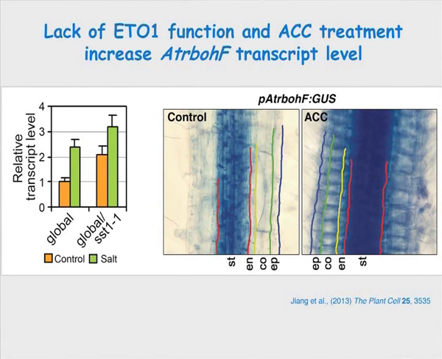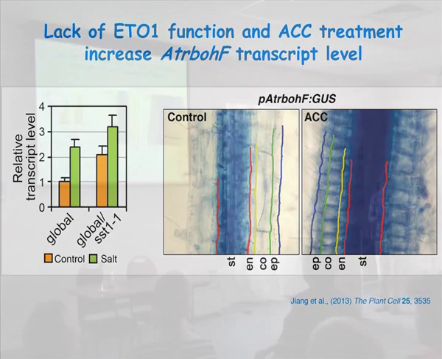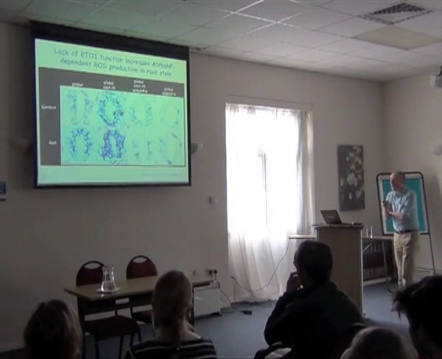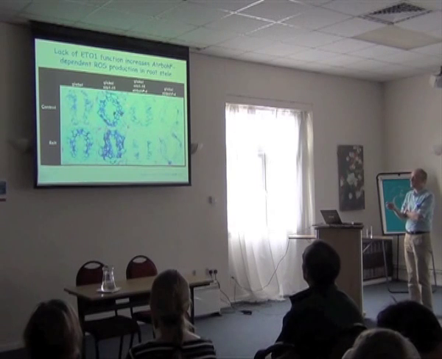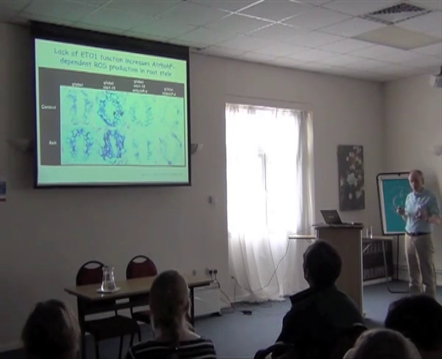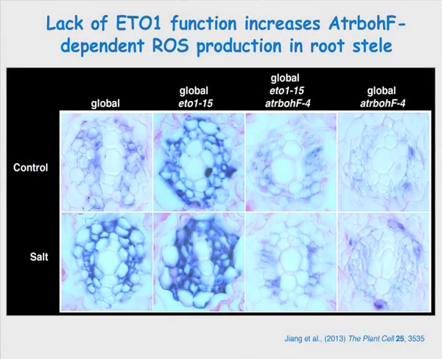And similar results are shown here, but I'm going to skip that in the interest of time. So in a sense, this is really the key experiment to all of this. Here is where we're actually looking at ROS production in these different mutant lines.